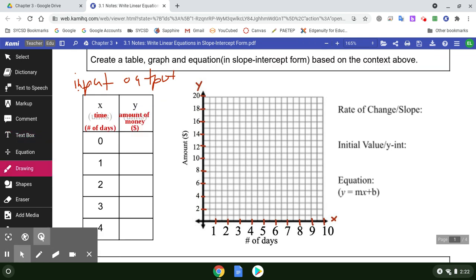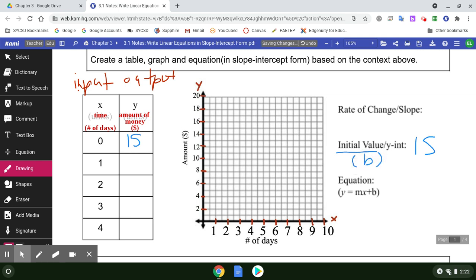So when x equals 0, that means 0 days, so no amount of time has passed. So we want to look at how much money she started with. In this case, she started with $15, and that makes our initial value, or y-intercept, 15.